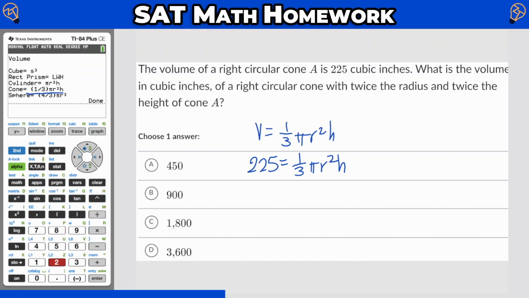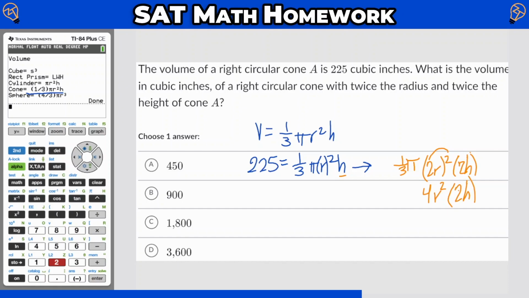If I have twice the radius, that means instead of r, you would have 2r. Now that radius still has to get squared because it's part of the formula. And twice the height means instead of h, we would have 2h. So let's see how that impacts things. Obviously the 1/3 and the pi aren't going to change, but when you square the 2, it becomes a 4, still r squared, and then you obviously have the 2h as well.